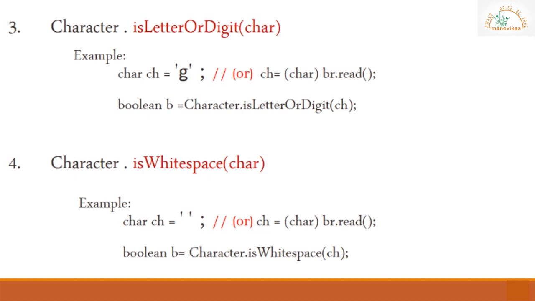Suppose I have to assign a digit over here, like digit 4, what will be my output? Output will be false. So the variable B will hold the value false if I assign any other value inside this code except a space or tab space.